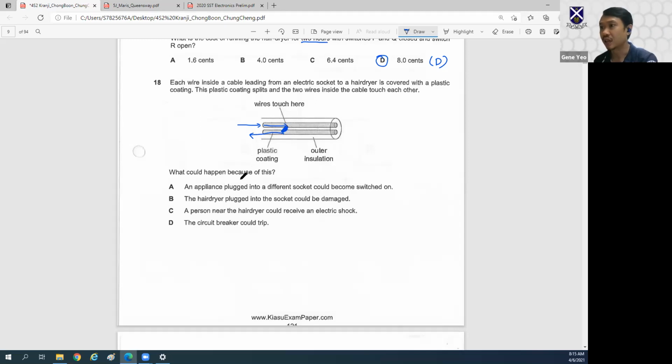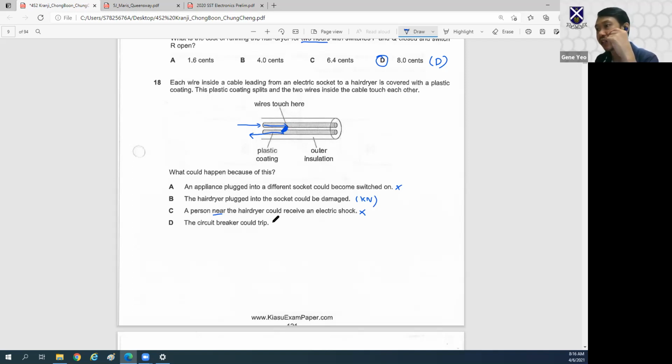So what could happen? An appliance plug into a different socket could become switched on? Not really. The hairdryer plug into the socket could be damaged. Maybe. Let's KIV this answer. Could be. A person near the hairdryer could get an electric shock. No. Charges don't travel through air unless the potential between the 2 points are very, very high. In this case, it's not very high.